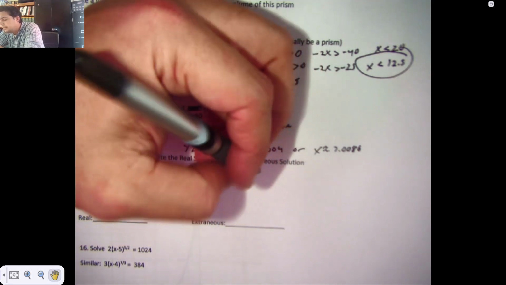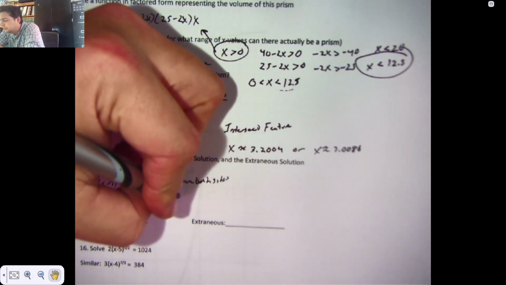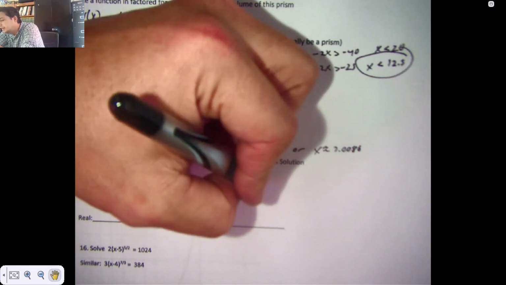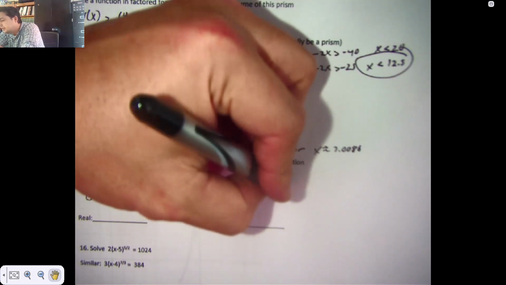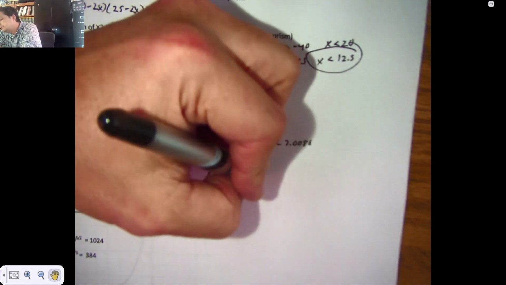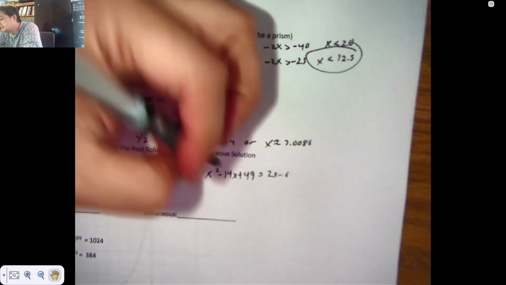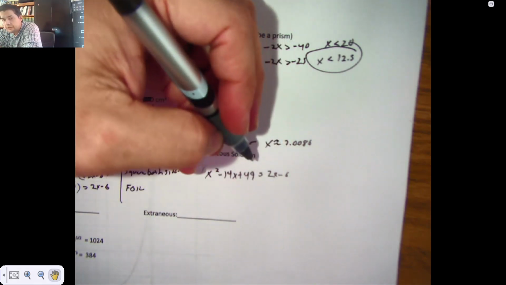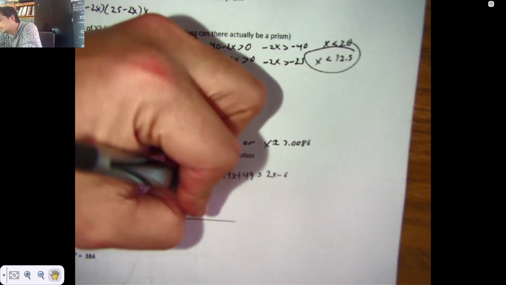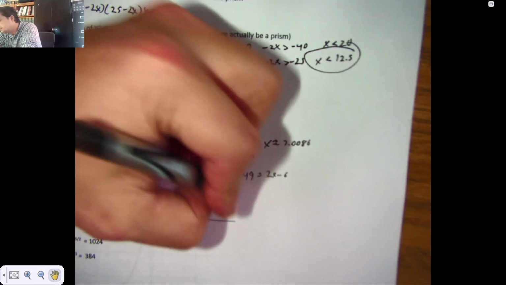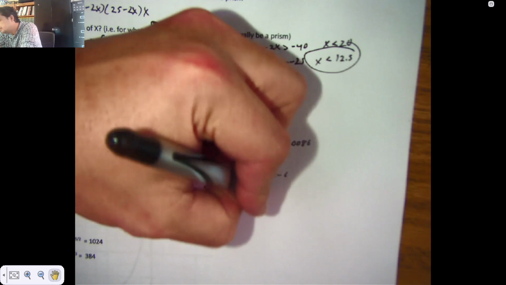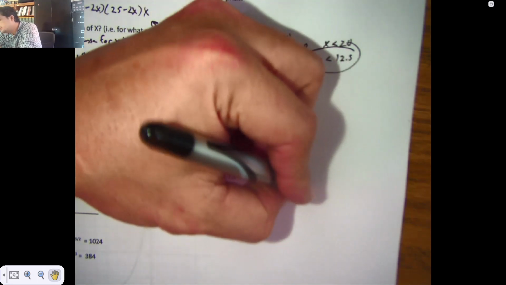All right, so what have I got here? I would FOIL, or double distributive property, and that would give me x squared minus 14x plus 49. You had best learn how to FOIL, and you're still equal to 2x minus 6. Keep on going. Get everything on one side. This is a quadratic. You set equal to 0. x squared minus 16x plus 55 is 0. That's what I did there. I set equal to 0.